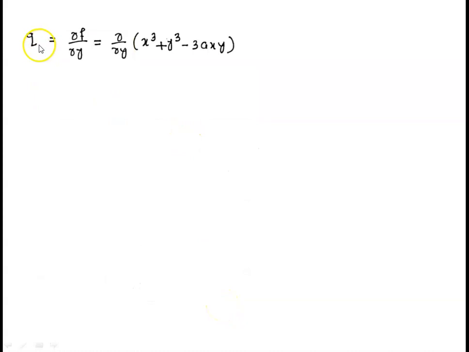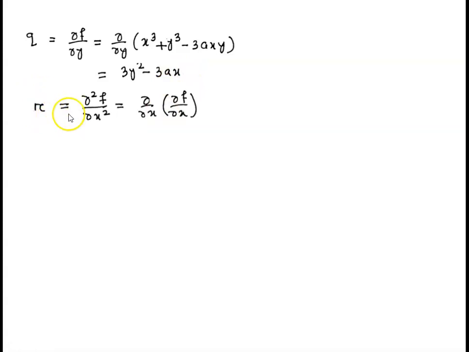Similarly, our q is the partial derivative of f with respect to y. That means del by del y of x cube plus y cube minus 3axy. Since we are differentiating partially this function with respect to y, here x is treated as a constant. So the partial derivative of this function with respect to y is 3y square minus 3ax.